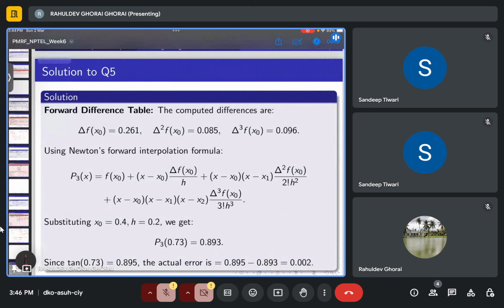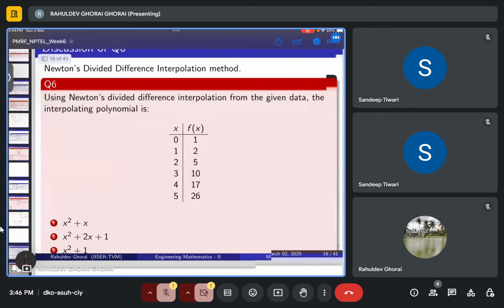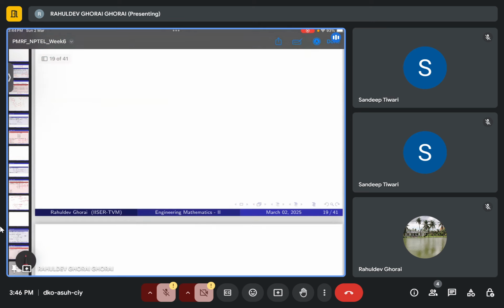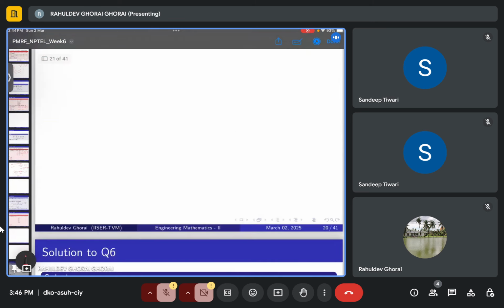Okay, so this solution is given to you also. So now we will do Newton's divided difference interpolation method. Then I think we will move to the next part. We will see.